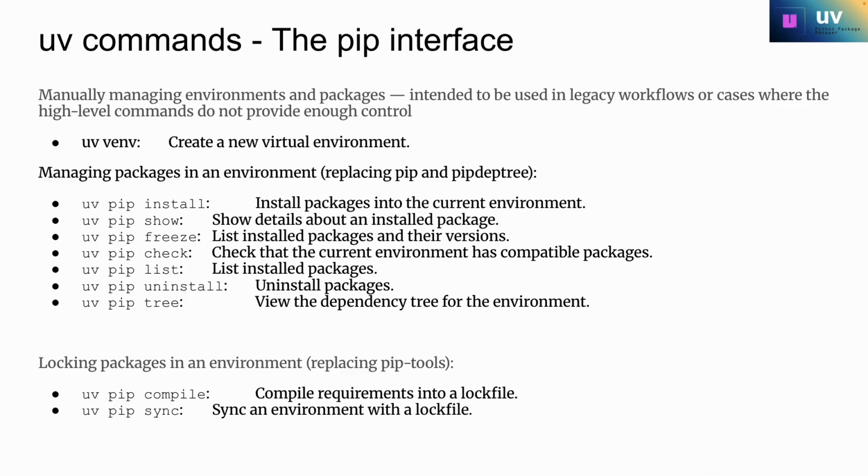Simply adding uv to the existing commands, we can do the installations, we can use pip show to see the details about an installed package, and uv pip check verifies that the current environment has compatible packages. Then uv pip list lists all the installed packages. uv pip uninstall uninstalls the packages. Finally uv pip compile and uv pip sync compile the requirements into a lock file and sync an environment with the lock file. It acts as an interface over pip.